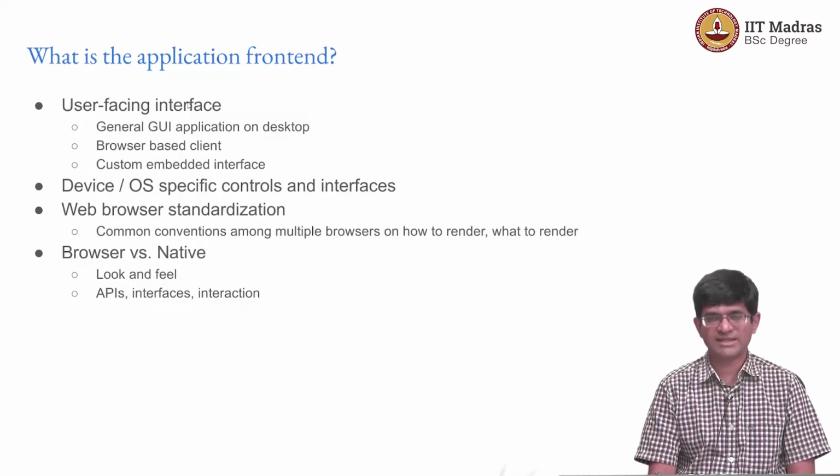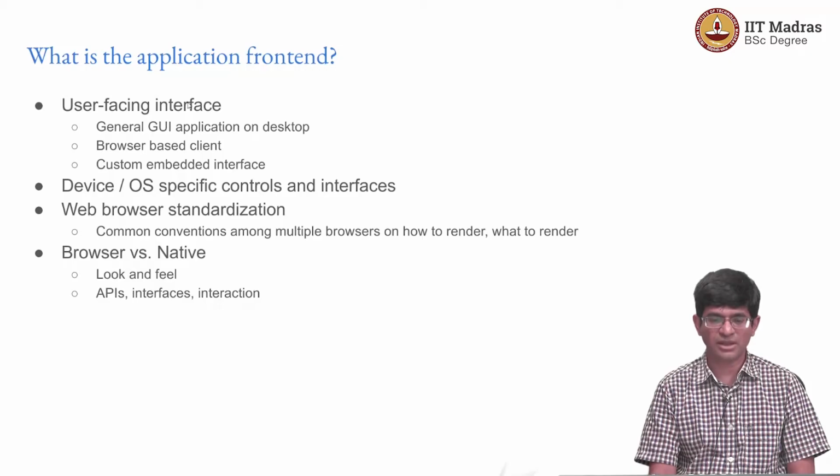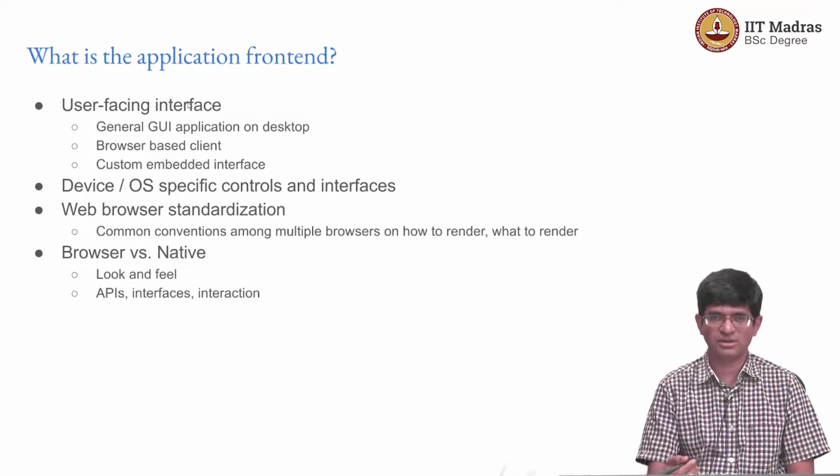Now what this means is that there are device or operating system specific controls. The ones that we are traditionally aware of are the keyboard, mouse and maybe touch screens, things of that sort. But there could be others, like for example the voice input in a Google Assistant. Now among all of these things, since we are primarily looking at web based applications, we will be focusing the most on web browsers.